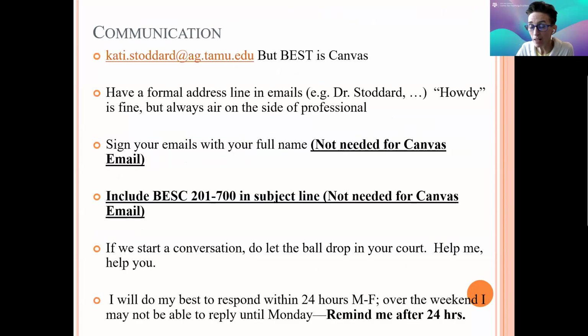I have a communication policy. Ideally, email me through Canvas. That's the best thing. Also, if you don't hear from me in 24 hours on a weekday, please just email me again. I get an insane amount of emails, and I don't want yours to slip through the cracks. So I'm not ignoring you. I just have too many emails and not enough time. So just send me a polite email to ping me and say, Dr. Stoddard, could you please help me with this?